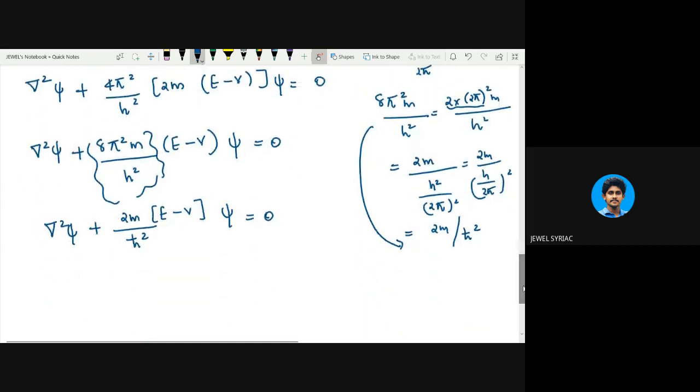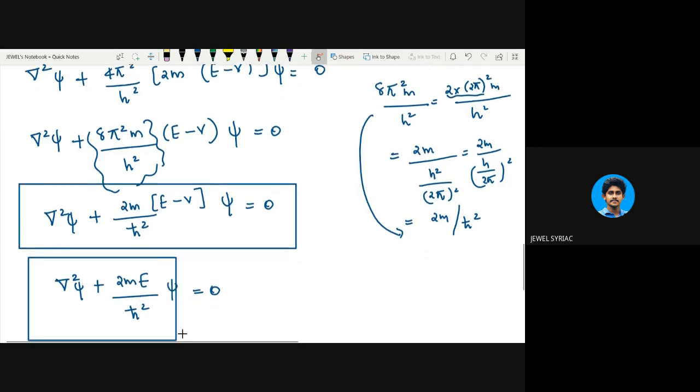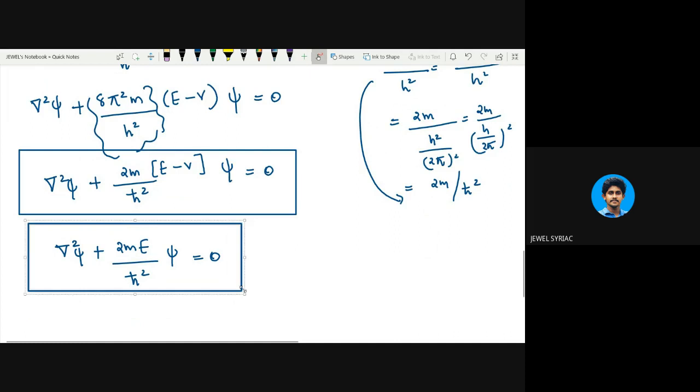Okay. And this is the Schrodinger's time independent wave equation. For a particle moving in a potential free field, that is, if the particle has no potential energy, then Schrodinger's time independent equation can be written as del square psi plus, with V equal to 0, put V equal to 0 here, so 2mE by h cut square into psi equal to 0. This is the Schrodinger's time independent wave equation for a particle which is traveling in a potential free field.